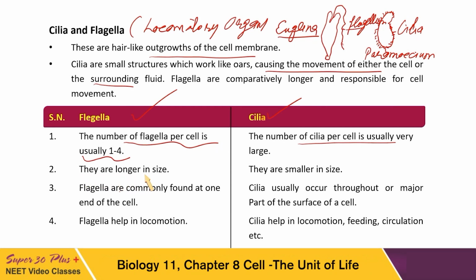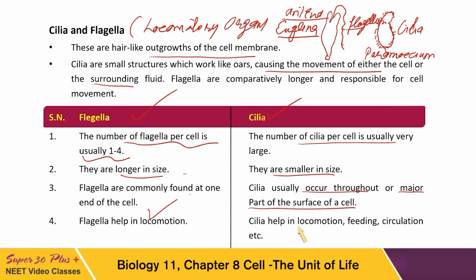They are longer in size, as you are seeing. These are smaller in size, a difference is there. Flagella are commonly found at one end of the cell. You know that this is the anterior end of the cell. This is found usually at one end, while cilia are found throughout, or on a major part of the surface of the cell. They help in locomotion.